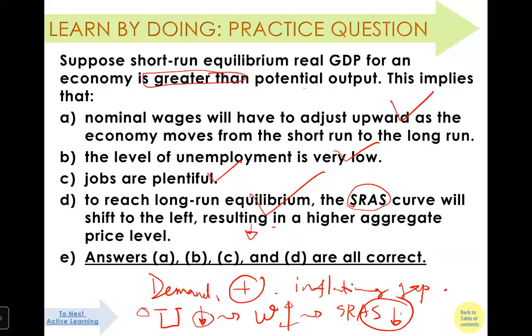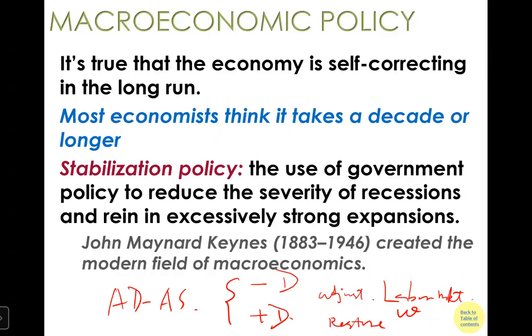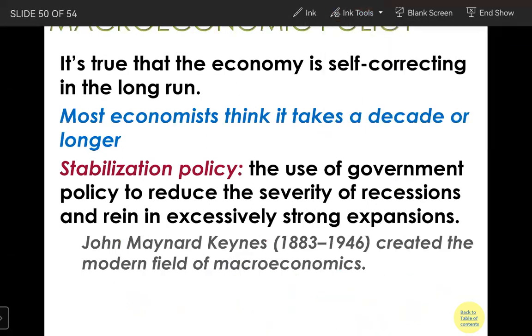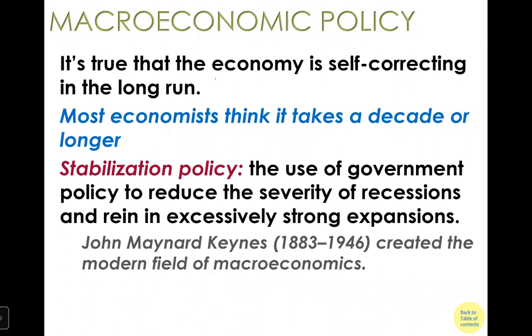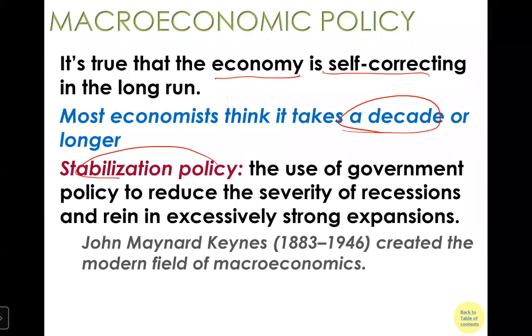So let's go to these slides. First, the economy is able to self-correct. But this self-correction is going to take a while. It can take a decade or even longer, like what happened in 1930. Furthermore, this shows us the potential role the central government can play. We call this stabilization policy. This is using government policy to reduce the severity of the recession.